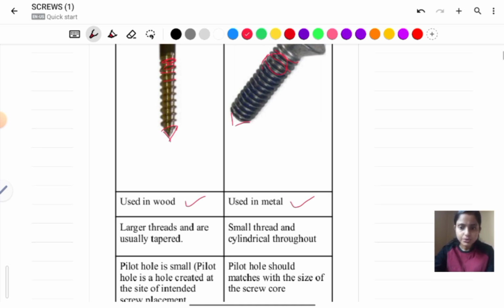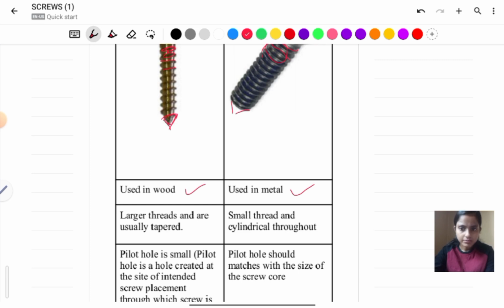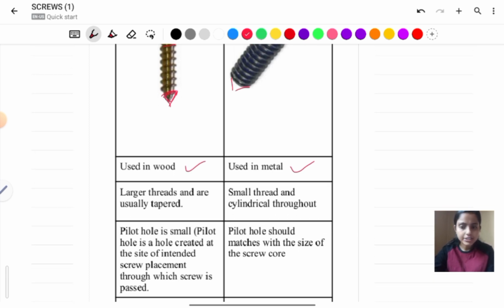For the wooden screw, the pilot hole is small. A pilot hole is a hole created at the site of intended screw placement through which the screw is passed. And for the machine screw, the pilot hole should match the size of the screw core.